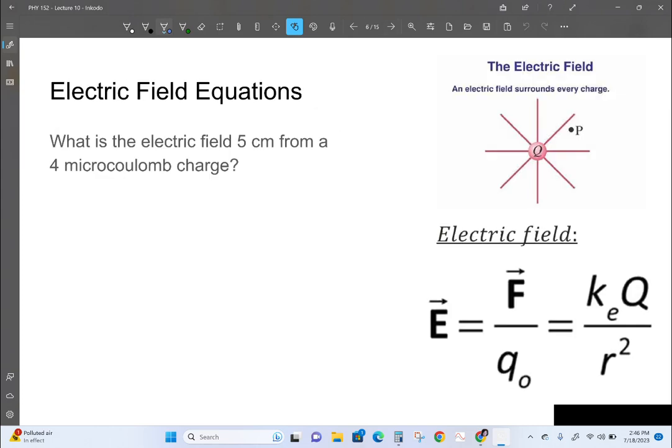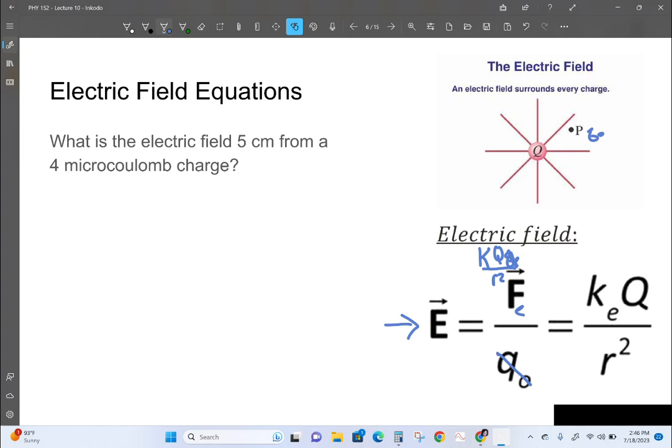So our base equation is E equals the electric force divided by the charge at that location. And if we put this into the formula, this formula is really K, big Q, Q at that location divided by R squared. So you notice that the little q's go away, and you're left with this.